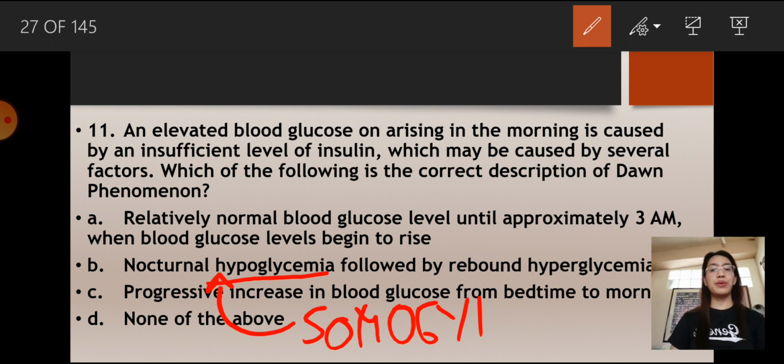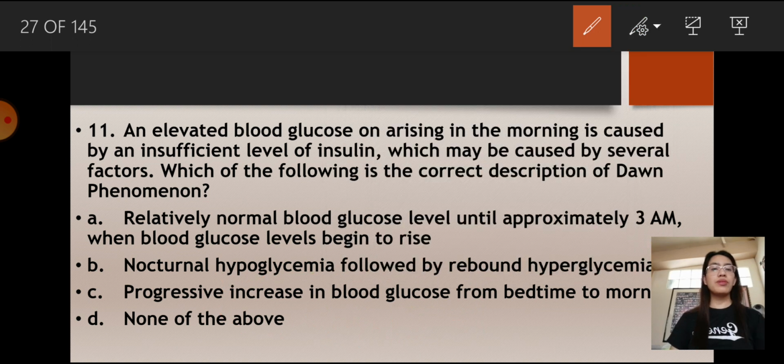Okay? Letter C, progressive increase in blood glucose from bedtime to morning. So, nag-insulin ka nung gabi, na nagising ka, mataas ang blood sugar mo, kasi basically, nawala na yung effect. Ganun naman lahat ng gamot. Habang tumatagal sa katawan natin, nawawala na yung epekto niya. So, letter C, this is your theory about insulin waning.